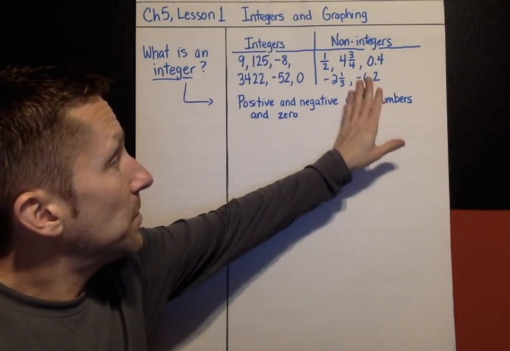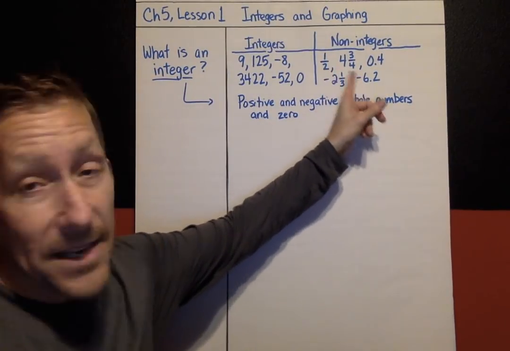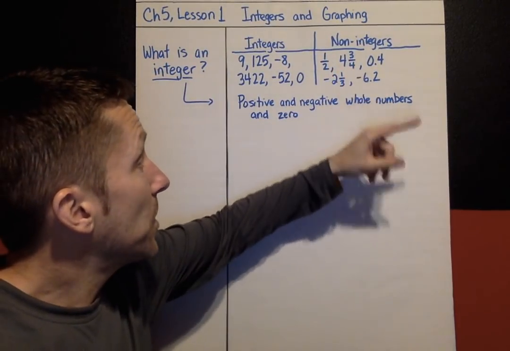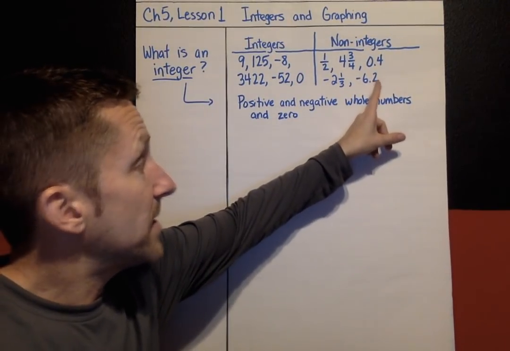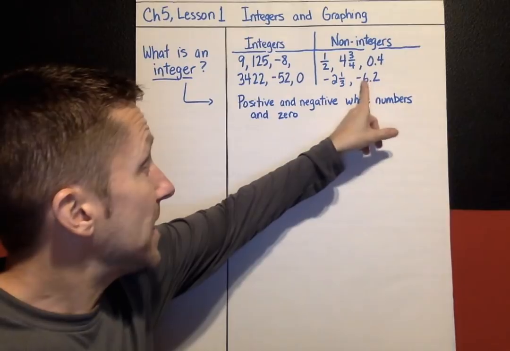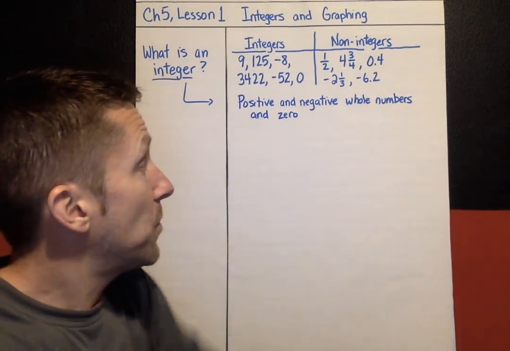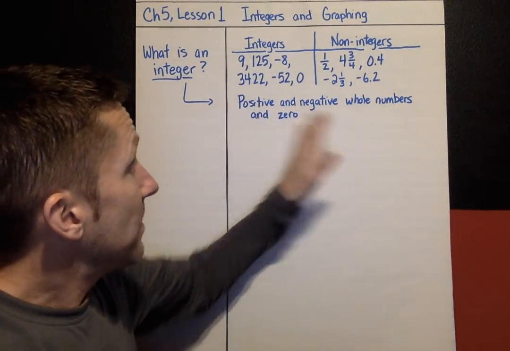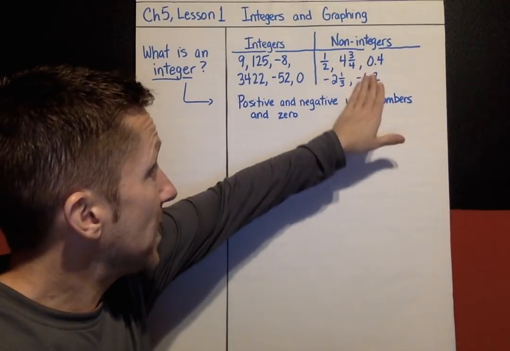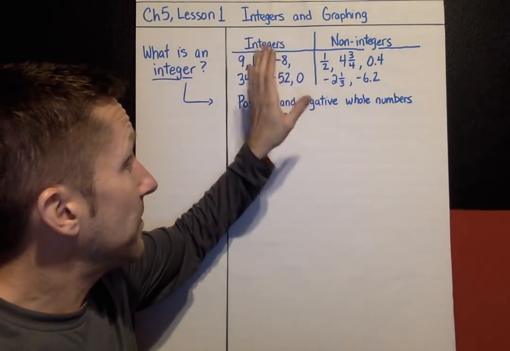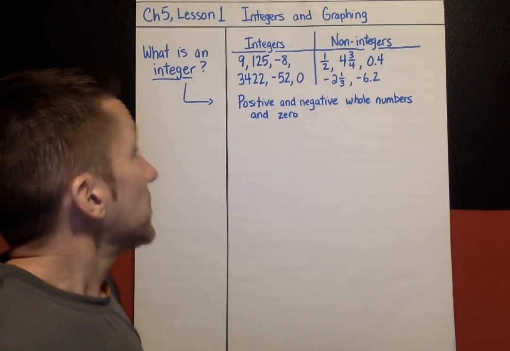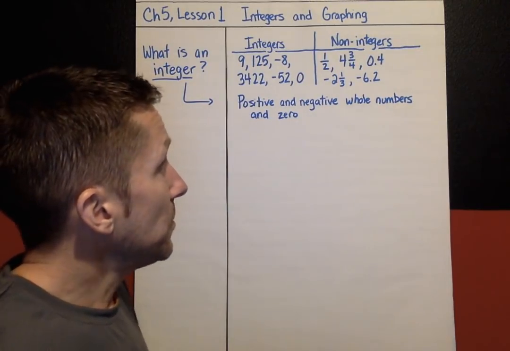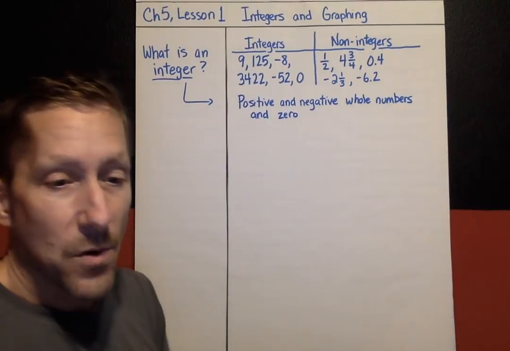Non-integers are all those things in between, with a fraction like a half, 4 3/4, or negative 2 1/3, or it's got a decimal on the end, negative 6.2, 0.4. It's not whole. If it's not a whole number, positive or negative, and zero, it's not an integer. So now let's look at what those would look like on a graph or a number line.